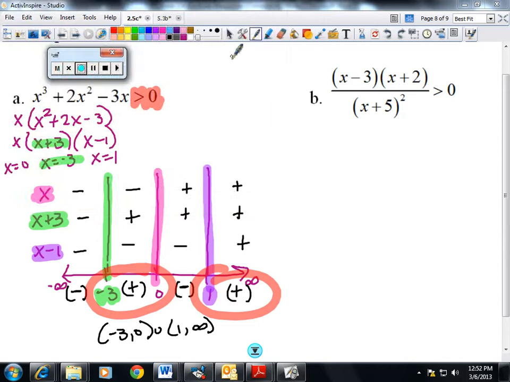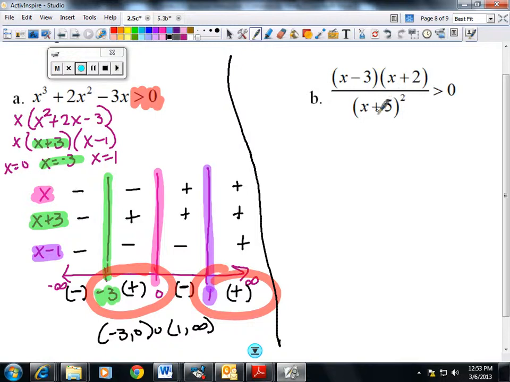Okay, picking up where we left off. This one, yay, is already factored for us. So it's just going to be x equals 3, x equals negative 2, and x equals negative 5. So I'm going to go ahead and do my sign graph. Negative 5, negative 2, positive 3.